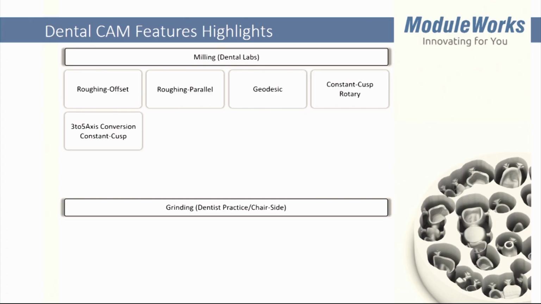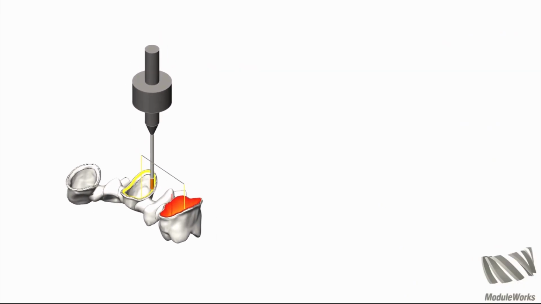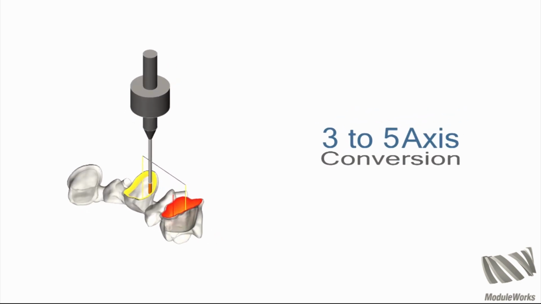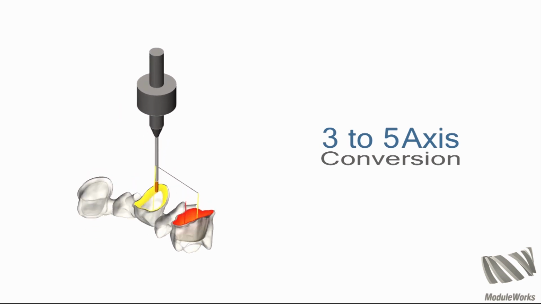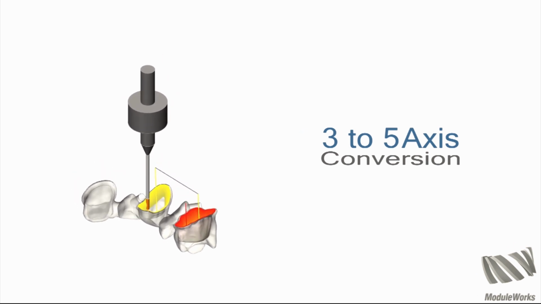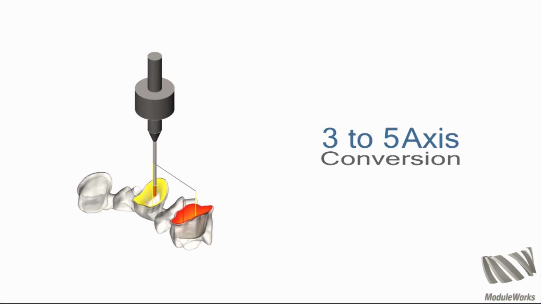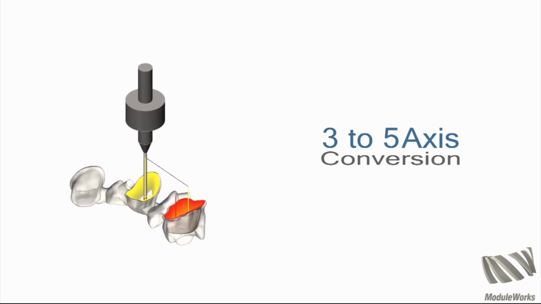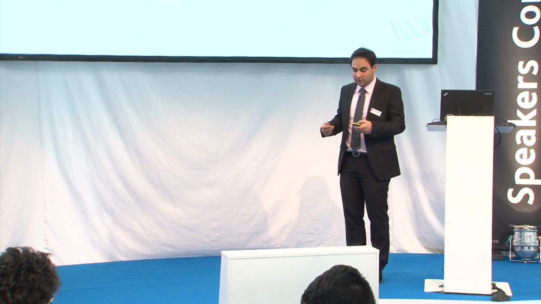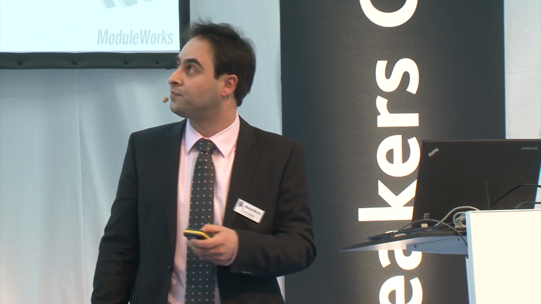3 to 5-axis conversion from our constant cost pattern. Actually, here we have just a 3-axis toolpath initially, but once the tool reaches some undercut areas or collisions, it is converted to 5-axis mode to prevent this scenario, the collision scenario, or to project to undercuts. And once it is out of any of these scenarios, it is converted back to 3-axis. So this is a really efficient way of finishing cavities.